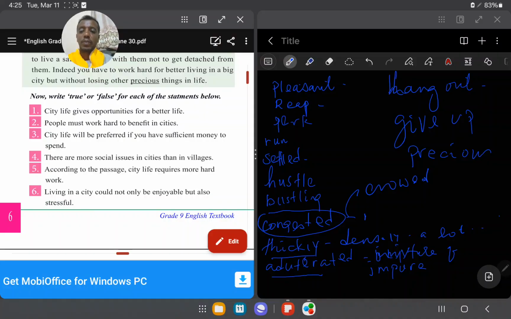People must work hard to benefit in cities. That's right, yes.